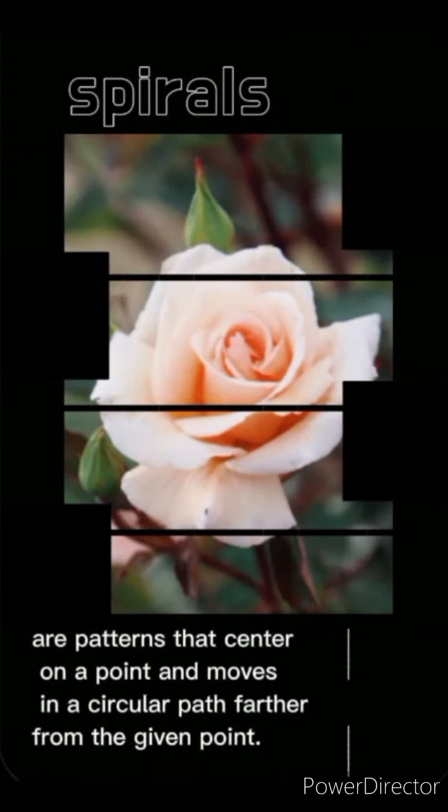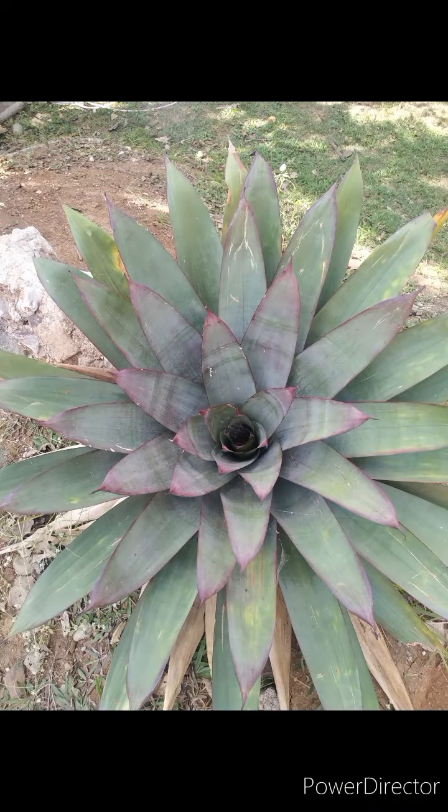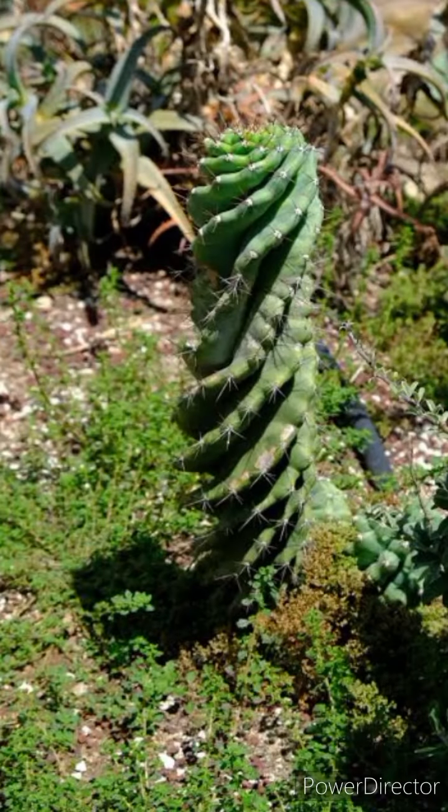And third, we have spiral. Spirals are patterns that are centered on a point and move in a circular path farther from the given point.